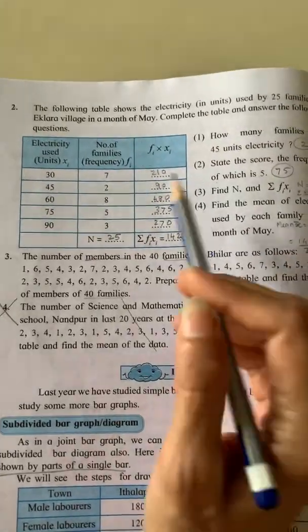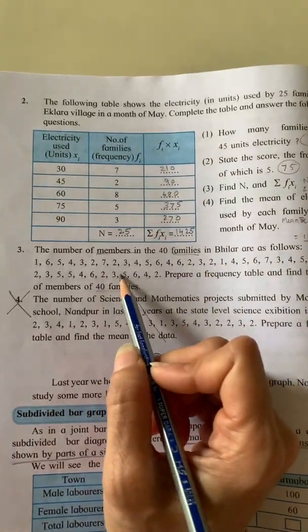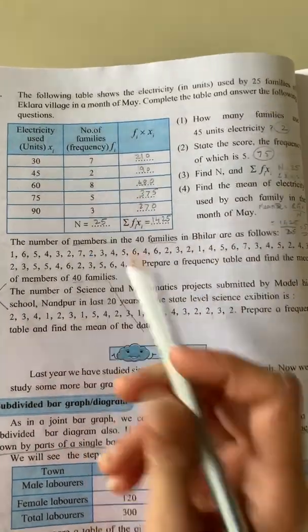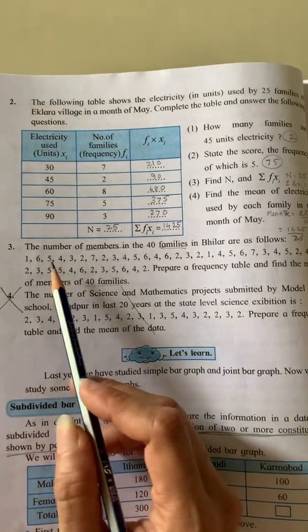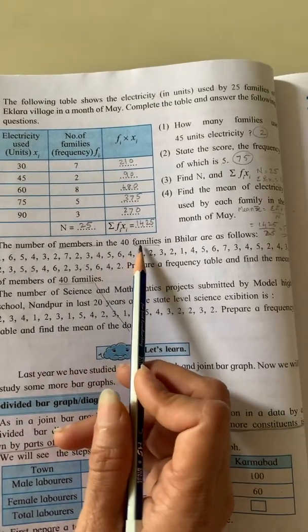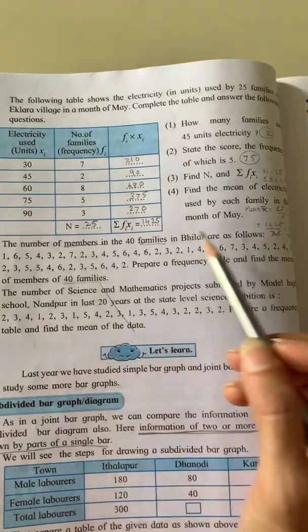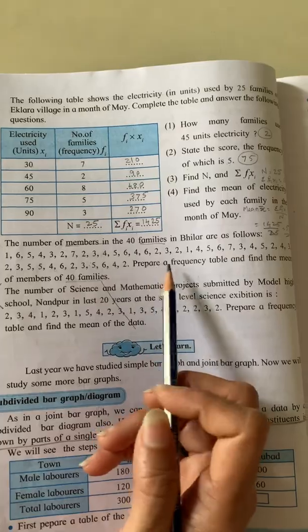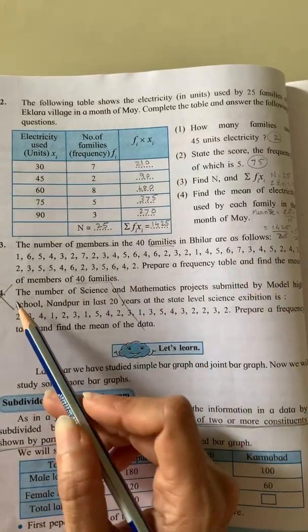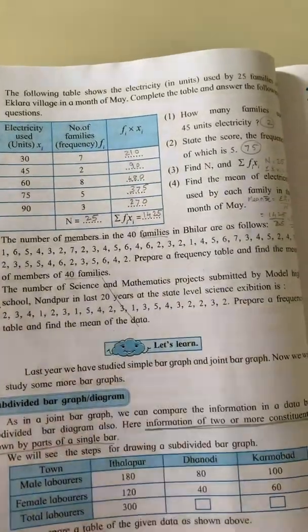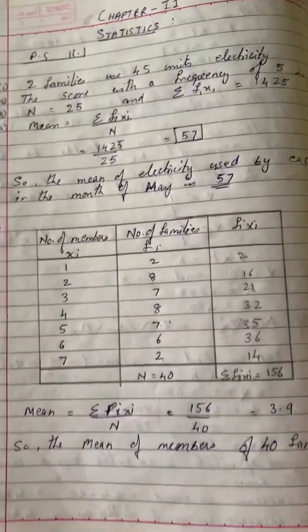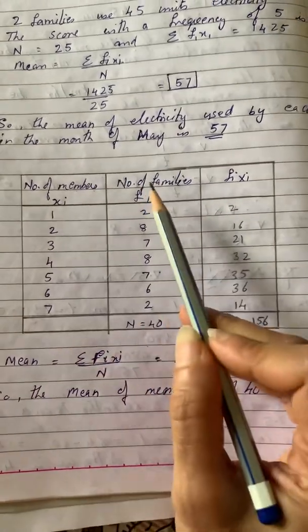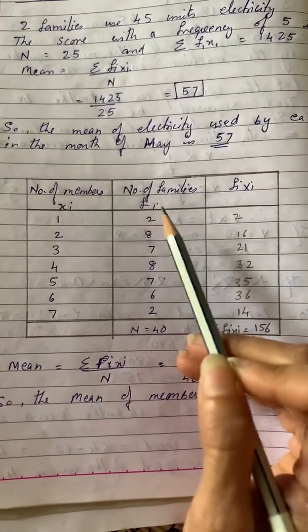Now here I'll be explaining this problem. This is very similar to the previous problem, so you can solve it on your own. Now here the third problem: the number of members in the families of 40 in Bihar are as follows. So they have given you the numbers. Prepare a frequency table and find the mean of the members of 40 families. So here you will be writing number of members as x1, number of families as f1.